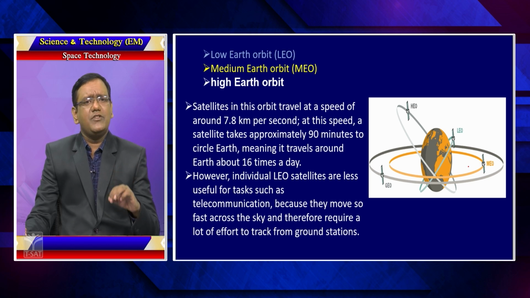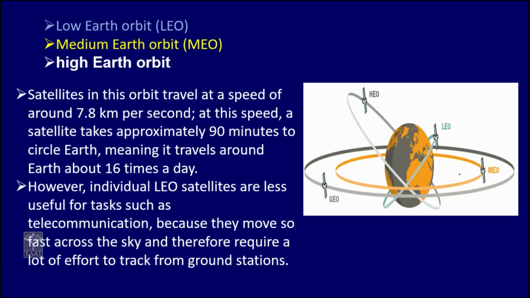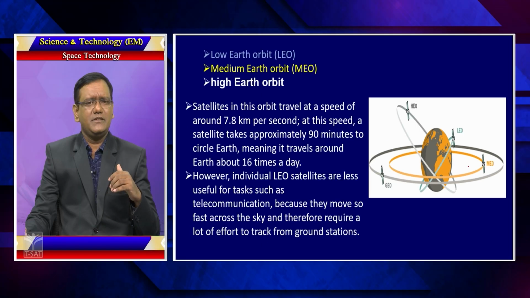However, these LEO satellites are less useful for tasks such as telecommunications, because they move so fast across the sky and therefore require a lot of effort to track from the ground stations. So if you want to send and receive signals simultaneously and constantly for telecommunication purposes, this is not suitable.